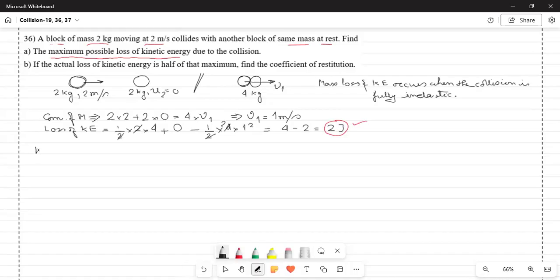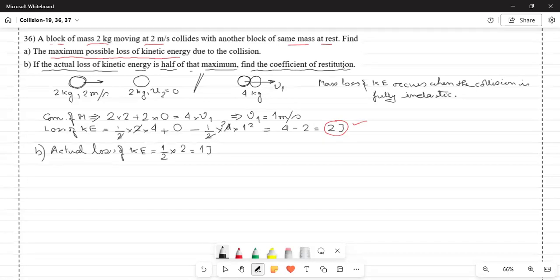This is the second question, question number B: if the actual loss of kinetic energy is half of that maximum. So actual loss of kinetic energy is equal to half of that maximum, half of that 2, is equal to 1 joule. In that case, find the coefficient of restitution. That is what we have to find.